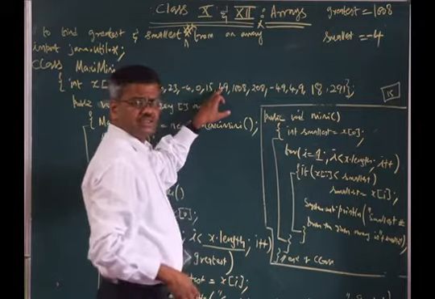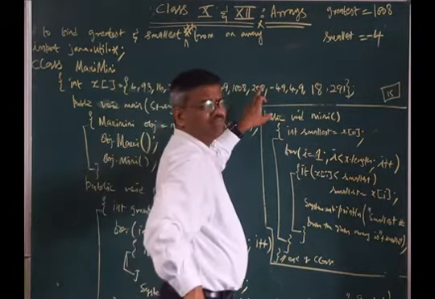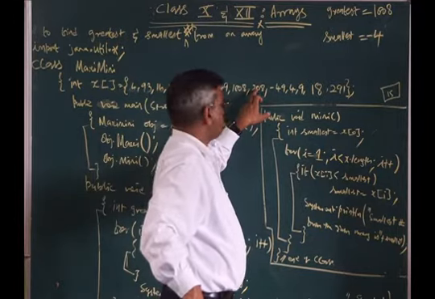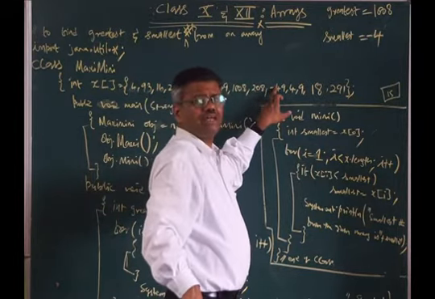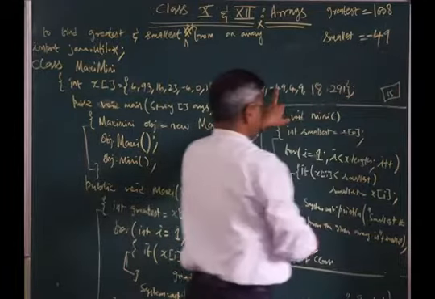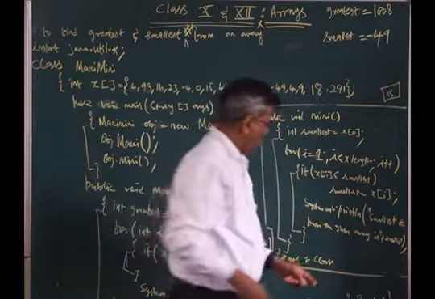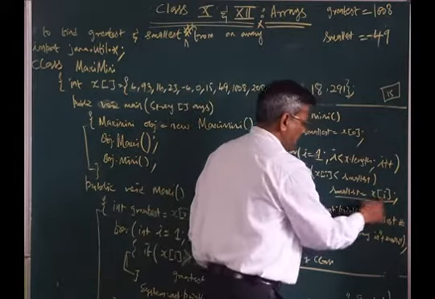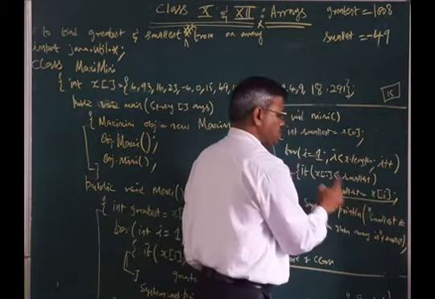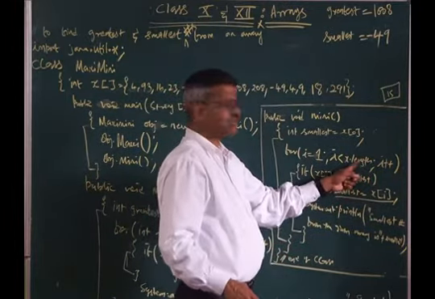Is minus 4 less than 49? No. Is minus 4 less than 1008? No. Is minus 4 less than 208? No. Is minus 4 less than minus 49? Yes. So minus 49 becomes the smallest value. As and when you come across a smaller value, I store the smaller value in smallest. How many times will I do it? I will compare 14 times.